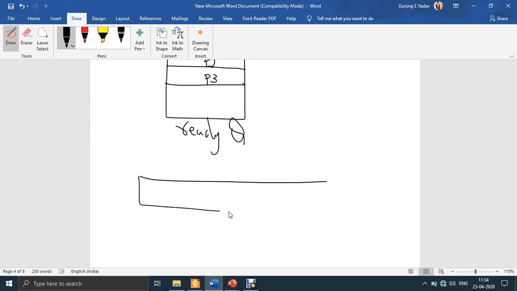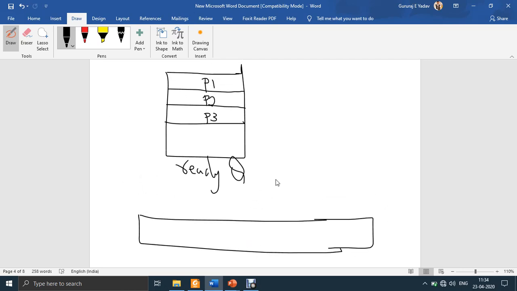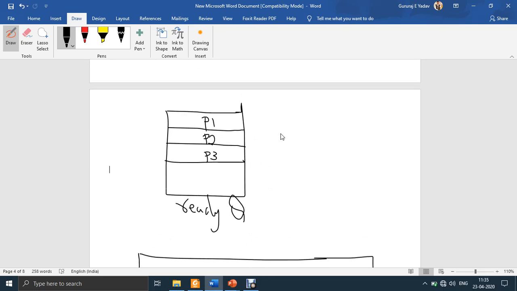This will give the execution sequence. Bear with the diagrams because I'm using a mouse, so I'm not using a pen. Okay. So now P1, P2, P3 are in the ready queue at time 0.